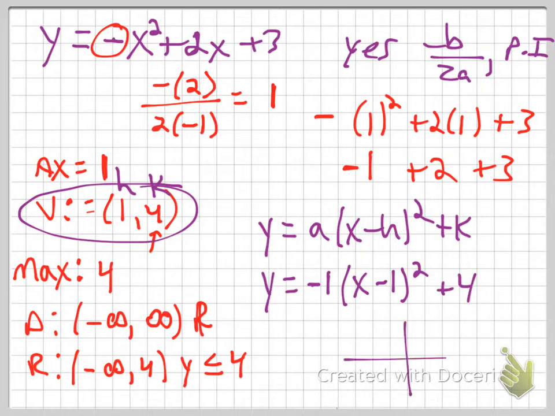So I'm going to draw a loose interpretation of the graph. 1, 4 is my vertex. I know it crosses the y-intercept at 3 because of that 3 right there. So I'm going to go ahead and put a point there. And that's what my graph will look like. That's really all you had to do.